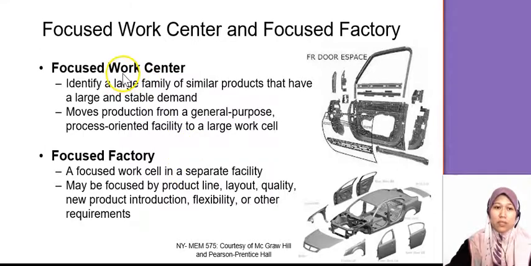For the work cell, they have 2 types. The first one is the focus work center, in which they produce the parts, the parts for the door. The other one is the focus factory, in which they do the assembly. The focus work center does the parts, and the focus factory is more on the assembly of a whole car. This one is for the door.